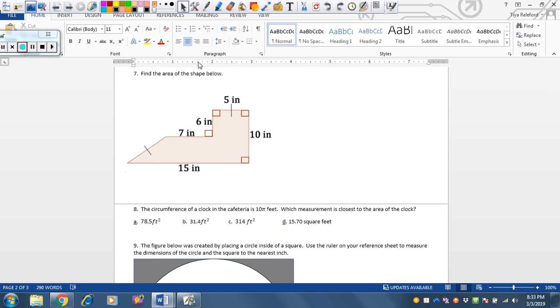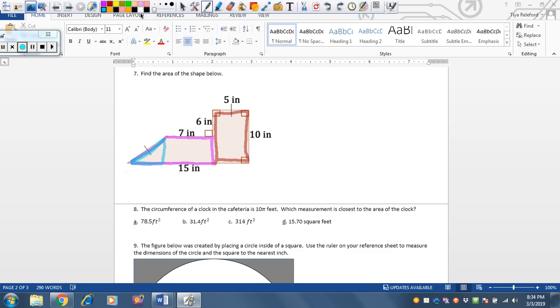All right, number 7 says find the area of the shape below. You can split it up a few ways. Probably the fastest way is one rectangle and one trapezoid. If you're not in love with trapezoids, you could make it a triangle. And then you've got 3 formulas. It's all up to you. If you're good at trapezoids, they save you a bunch of time.